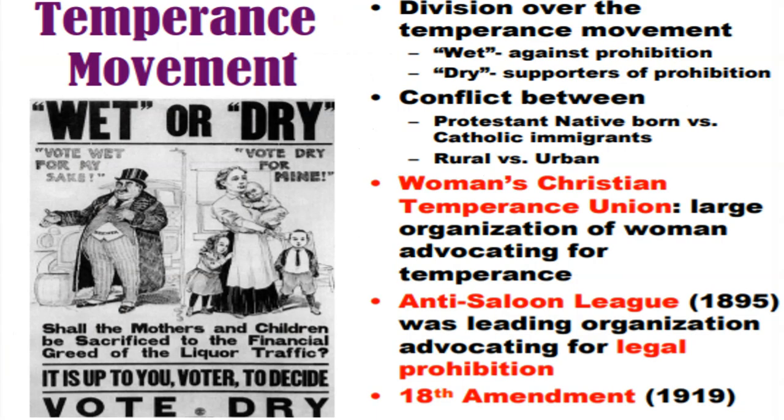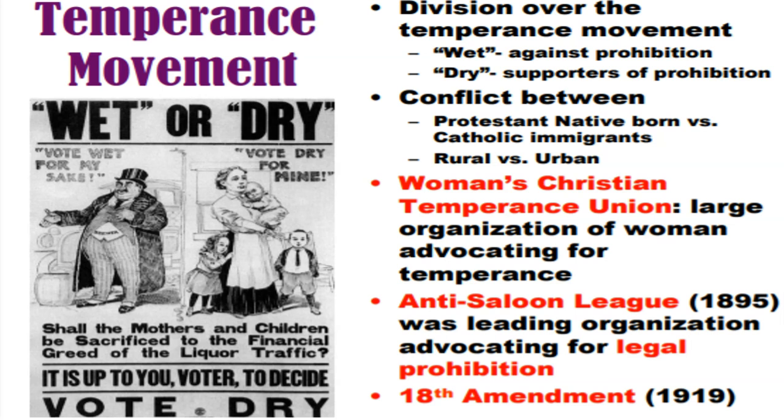The Temperance movement. The Temperance movement was really important because it brought the issue of drinking to the forefront. The people who were against prohibition were called wet, and the people who supported prohibition were called dry. Now, there were conflicts between Protestant native-born Americans and Catholic immigrants, for the most part, because Catholic immigrants tended not to see drinking as a very bad thing. So there were tensions between these two groups.